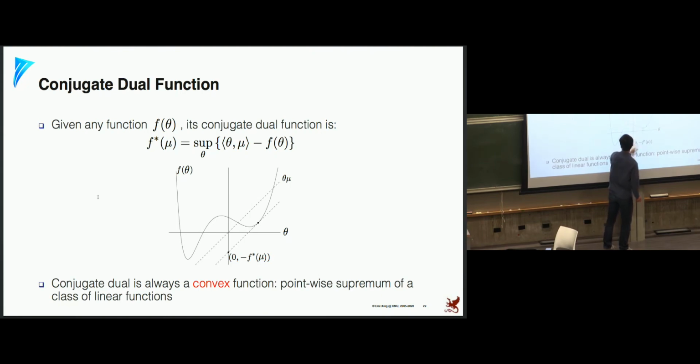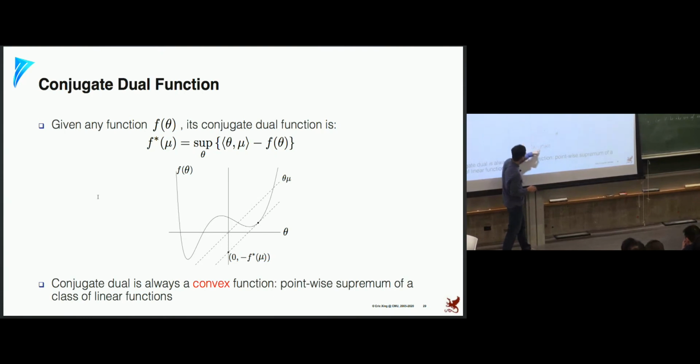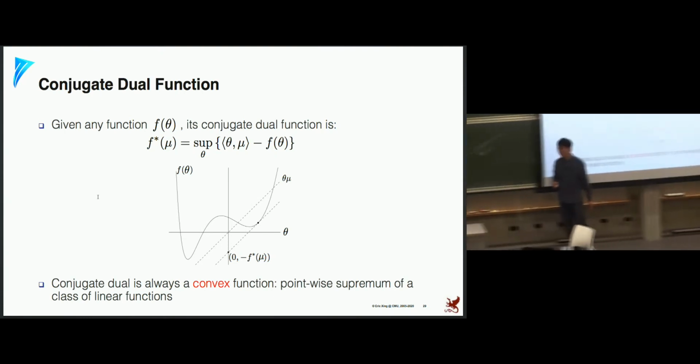So we're looking at this distance. And then, for example, at this point, we're looking at this distance. And we're looking at what is the maximum distance this can take. So in this example, it's going to be somewhere around here, right? And equivalently, if you translate this a little bit here, then it's going to be the value of f conjugate.